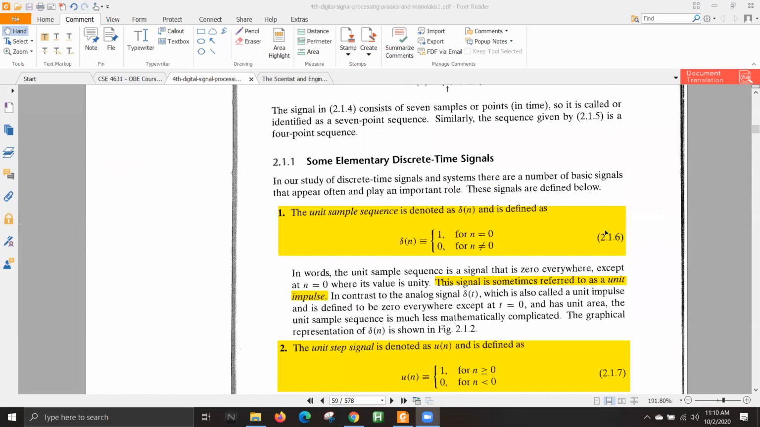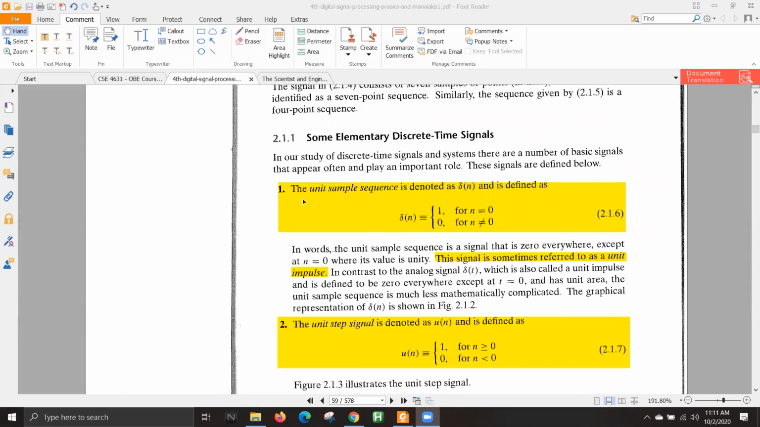Okay. So now we move on to some elementary discrete time signals. These are the most basic kinds of discrete time signals there can be. The most elementary ones are actually the building blocks, the simplest ones, and you can combine them to get any other signal. So this is just the basic idea.